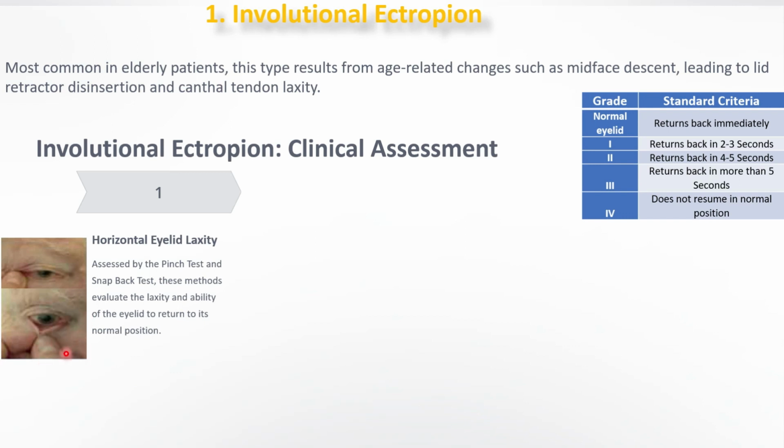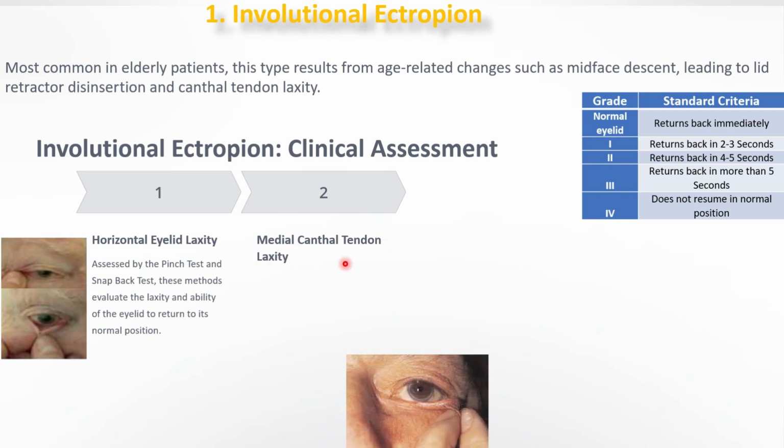Now friends, next we can perform the distraction test. So, lid distraction test can be used to check the eyelid laxity of both medial and lateral canthal tendon. So let's know one by one. First, medial canthal tendon laxity.